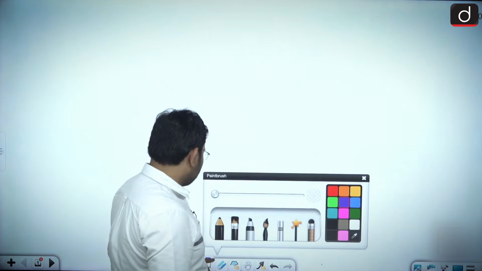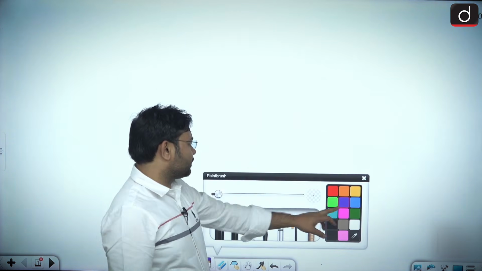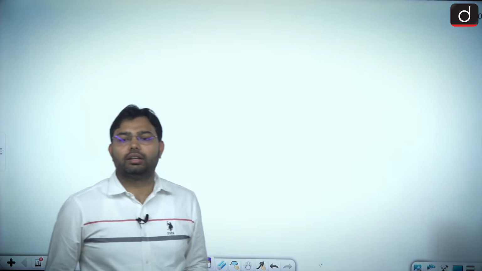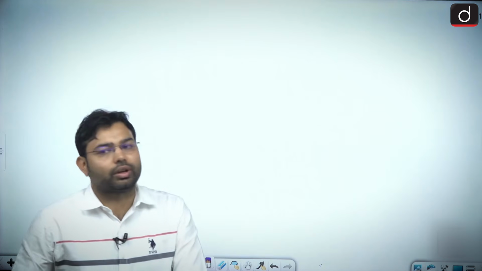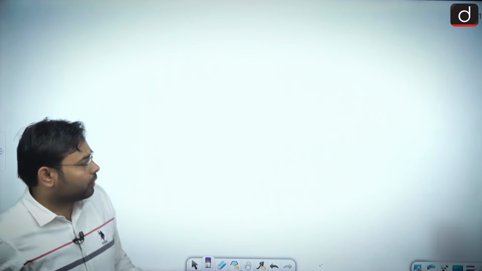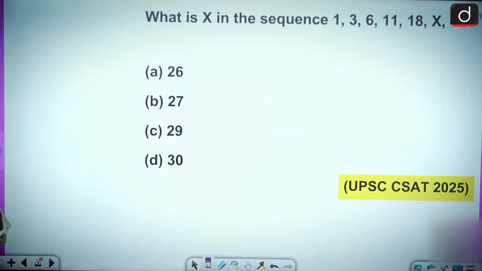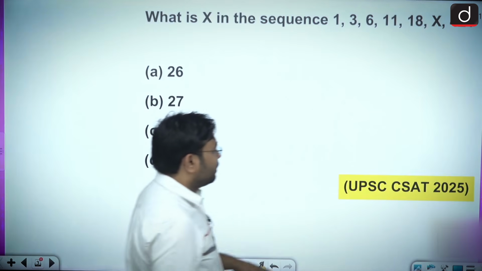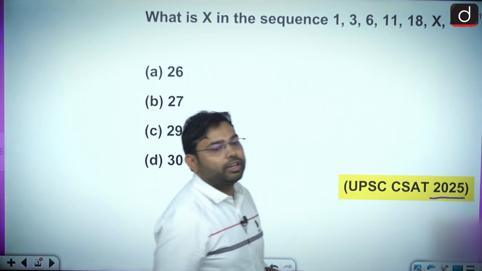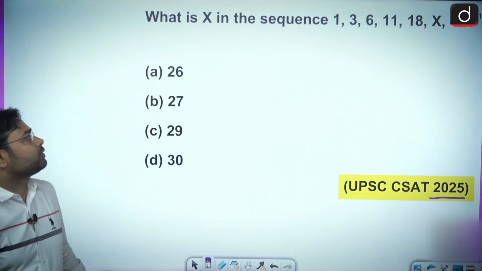From today class, I think 4, 5 or 6 questions can be asked directly. So just try to be focused. If you have any doubt in any question, any logic, you can ask me. So just try to focus here. This is a part of series, and the first question is from CSAT 2025. Try to solve this one.